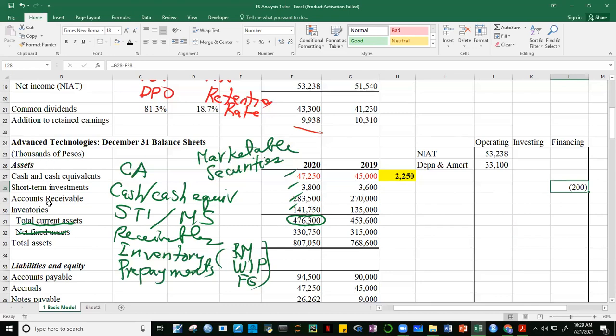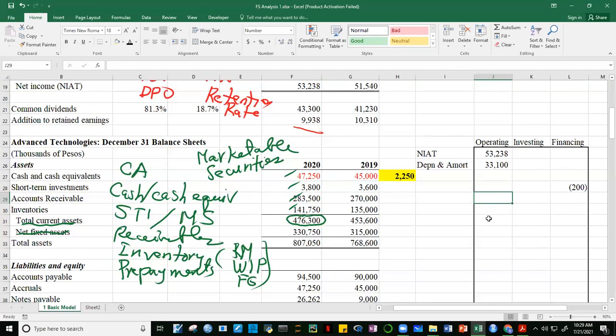Next guys, we go down the balance sheet: accounts receivable, from 270 naging 283,500. Okay, unang-una saan papasok to? Accounts receivable. Operating, investing, financing. Saan siya papasok? Operating? Yes, correct. Operating 'yan, AR 'yan eh, 'di ba? It's born out of sales. So dito siya papasok sa operating. Okay. Operating. Dati 270 naging 283,500.